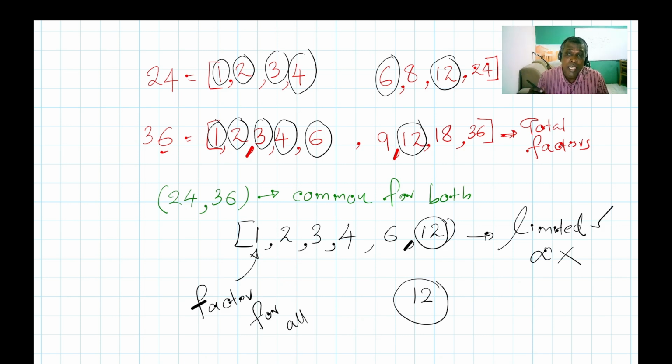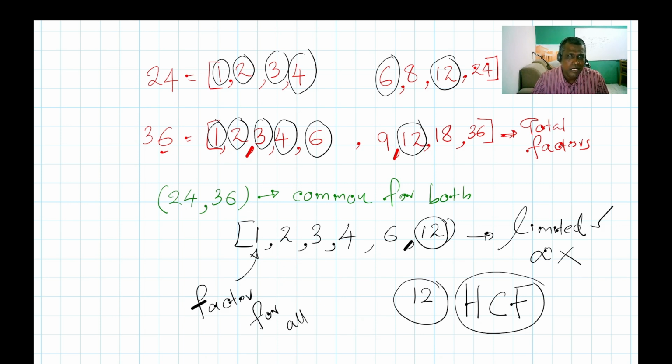That's called highest. In other words, we can say it is a factor for both, highest as well as common. Highest common factor. It is the highest common factor for both 24 and 36. So that is how we can find the highest common factor. So we will take another example.